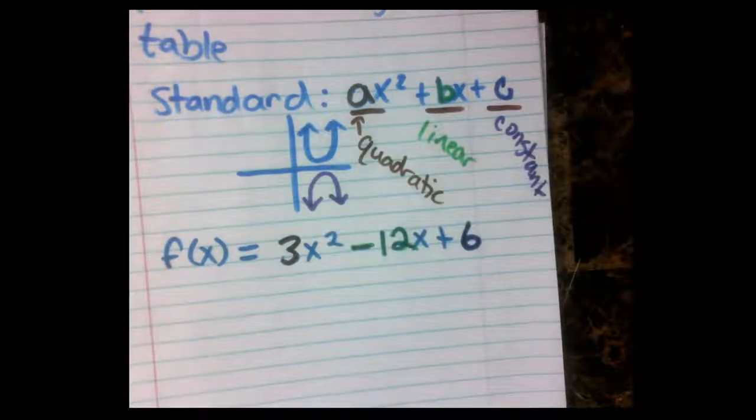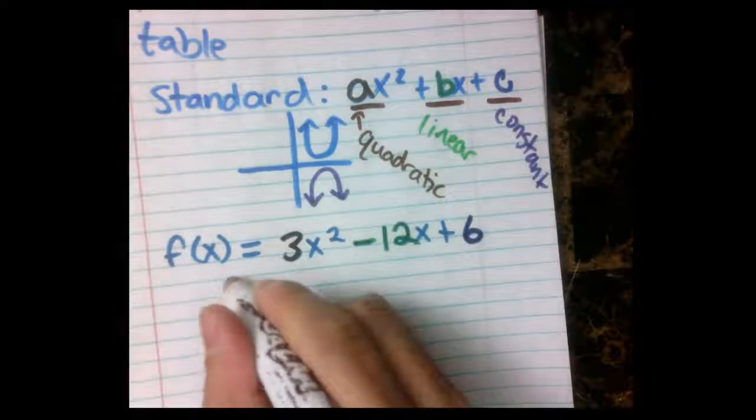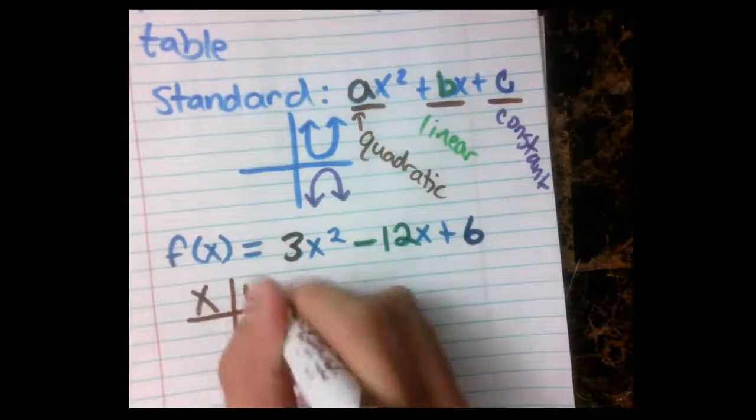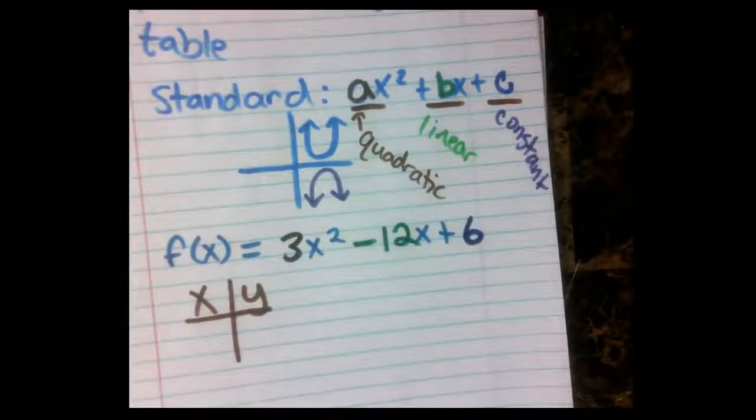Alright, we're just going to make our XY table now. I sure wish I had a black marker to write. Oh well, that's okay. So we're just going to make our XY table. So here's X, here's Y. Alright, and we're going to test some values.